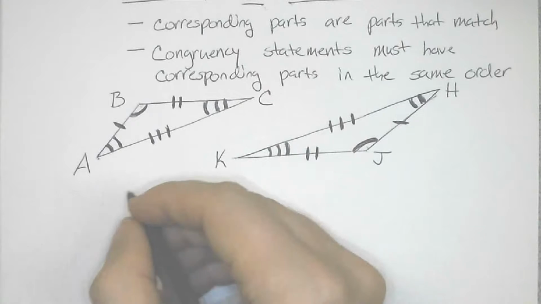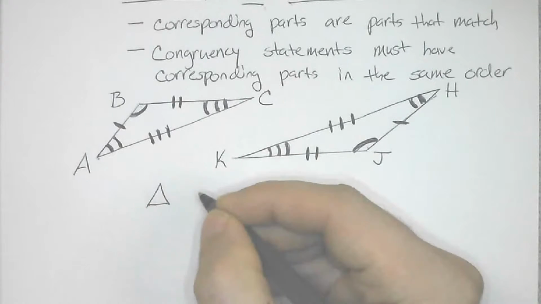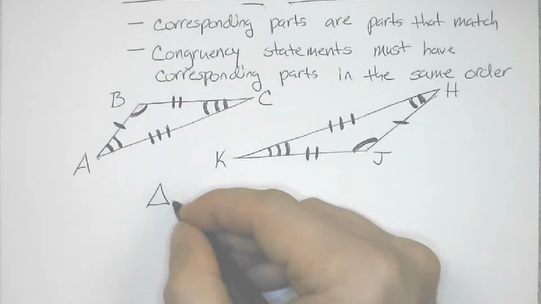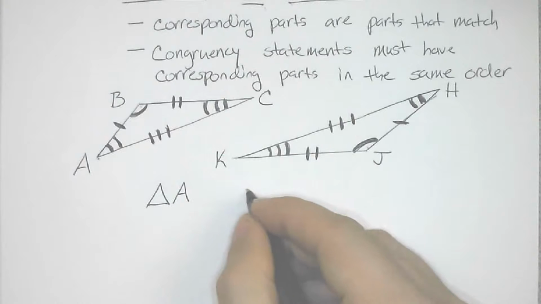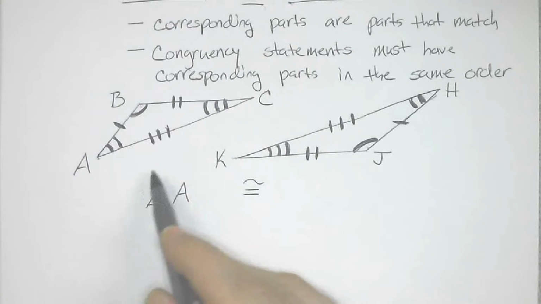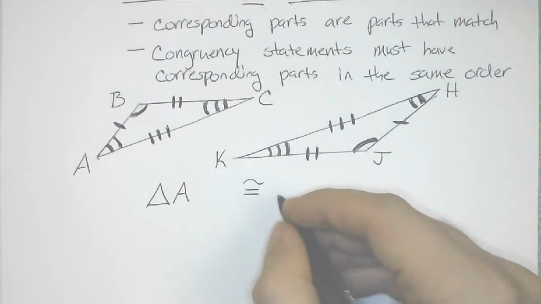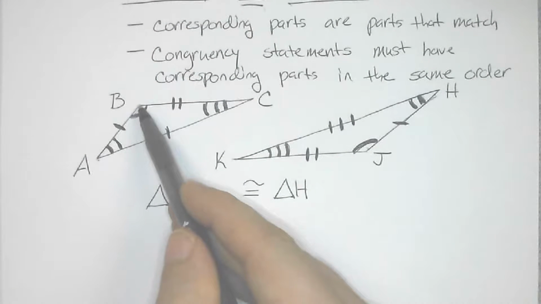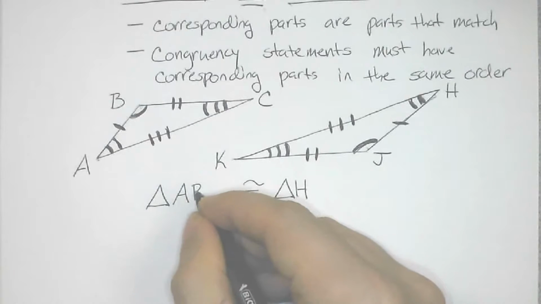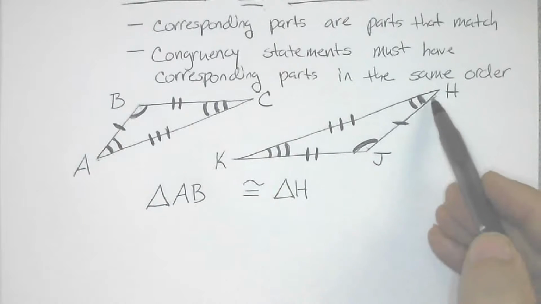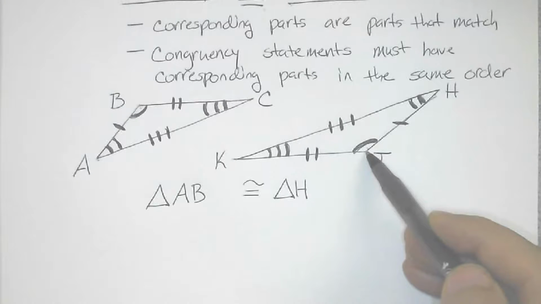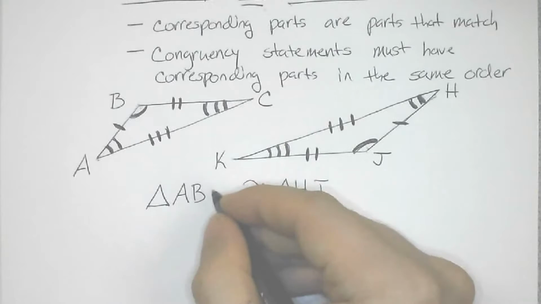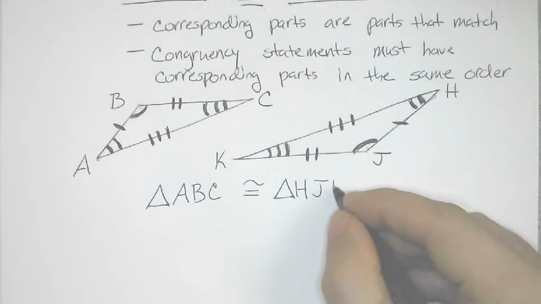Now when we write this congruency statement, we have a triangle here, and let's say we started out with letter A. You could start with any letter you wanted to, but let's choose A. So triangle A corresponds with H. Next, if the next letter I choose is B, going around clockwise, the next one I have to choose is J because that corresponds with B. And then for the last letter, C, which corresponds with K.